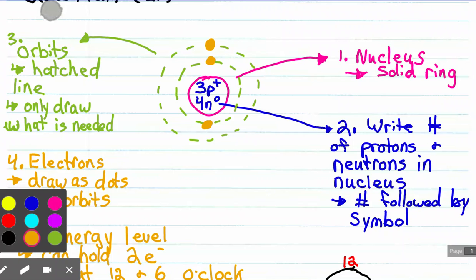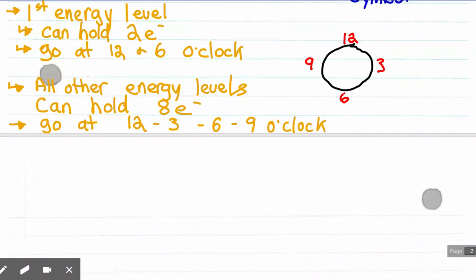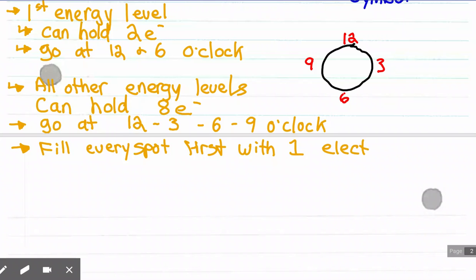Okay. There's one other rule we have to talk about, and I'm going to write the rule down, and then I'm going to show you what I mean. So when we are filling all the other energy levels that can hold 8 electrons, eventually we're going to pair them up. It's important, though, that we fill every spot first with 1 electron before you pair them up.